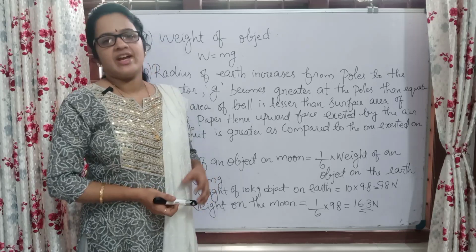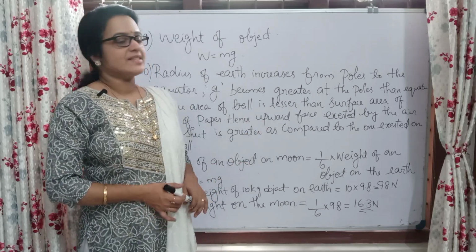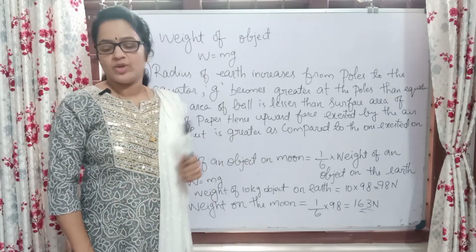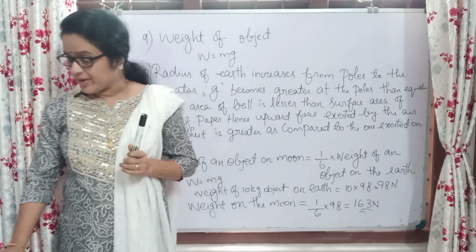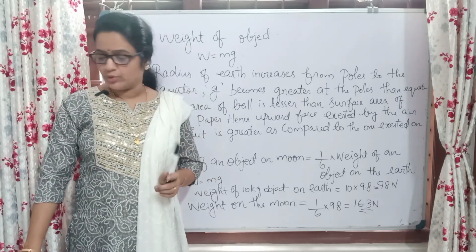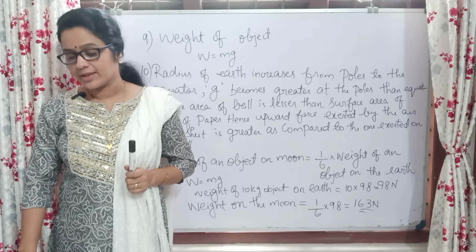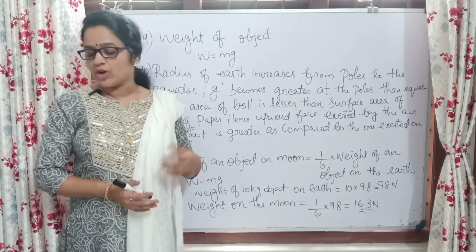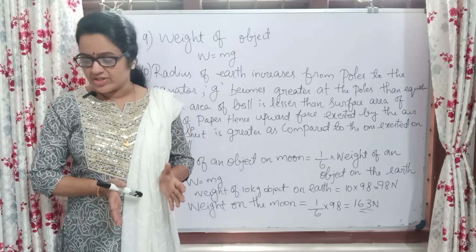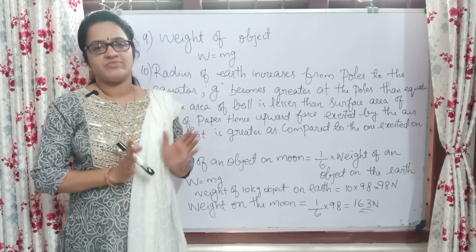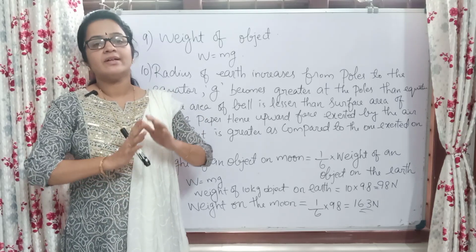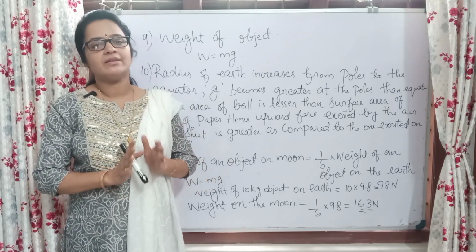Till question number 8 we have discussed in the last class. Now we can start with question number 9. Here the page number is 144 in your NCERT textbook, and the question is, what do we call the gravitational force between Earth and an object? What will we call the gravitational force between the Earth and an object?